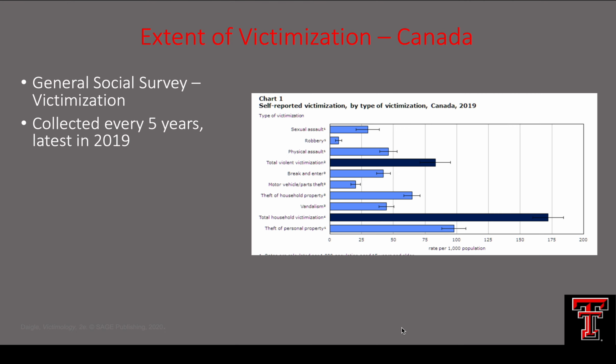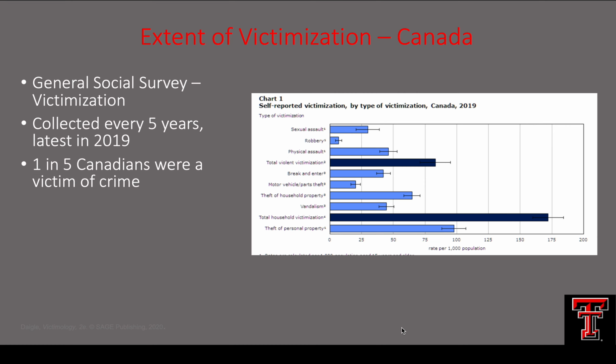Okay, so the General Social Survey of Victimization is what is used in Canada. It's collected every 5 years, so not nearly as often as the NCVS is, probably due to the lack of funding. The latest one was collected in 2019, so we don't know whether things have changed since COVID.